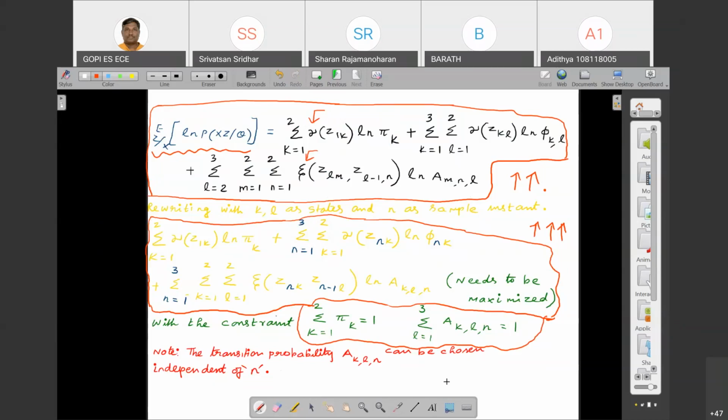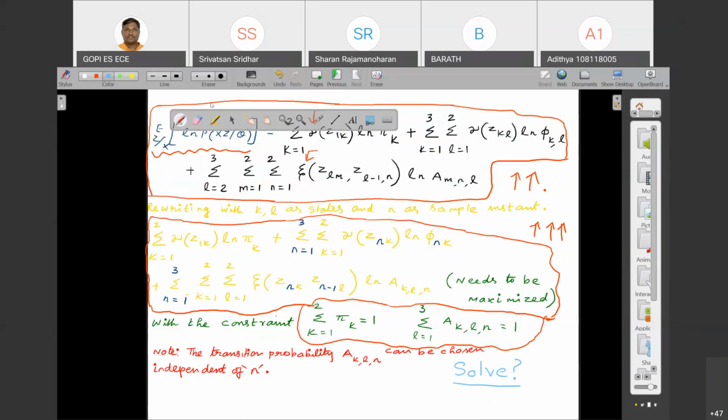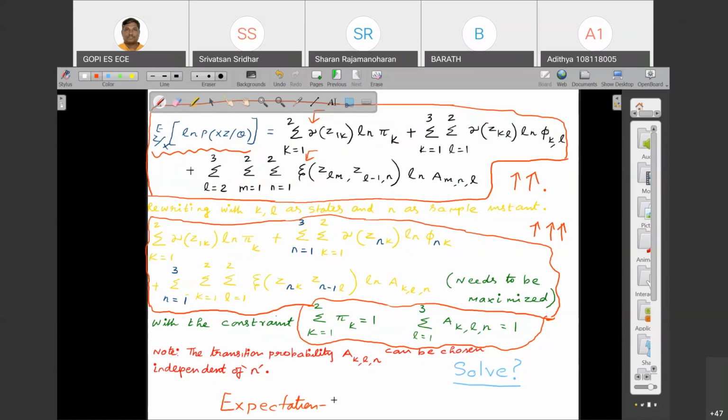How to solve this? That is the question. To solve this, we use what is called the expectation maximization algorithm.